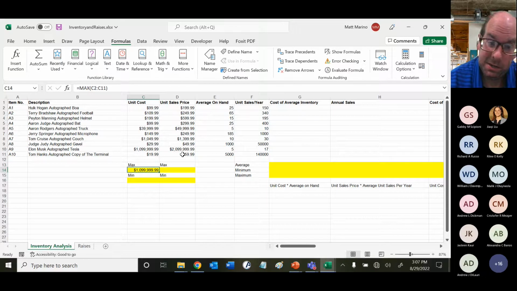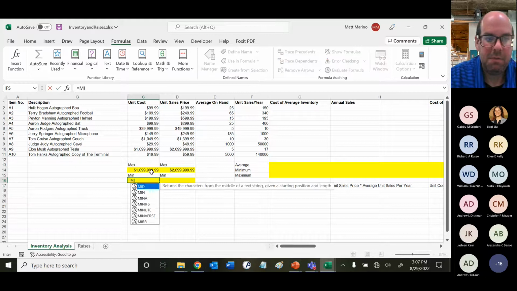And to make things easier on ourselves, we can simply scroll to the bottom of that cell to get the black plus you see on the screen and drag it over. That's called autofill. And you'll again see the unit sales price, the max is the same for both because they're the max from our list.